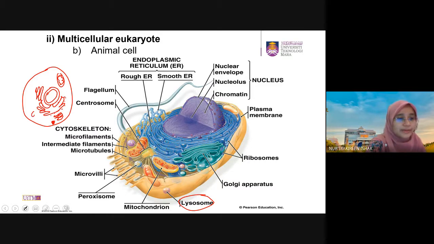You can have other vesicles, ribosomes scattered, and then you have peroxisome. Okay, peroxisome, nanti kita akan tengok apa fungsi peroxisome. Some animal cells have microvilli. Okay, such as, for example, the lining of the intestine.